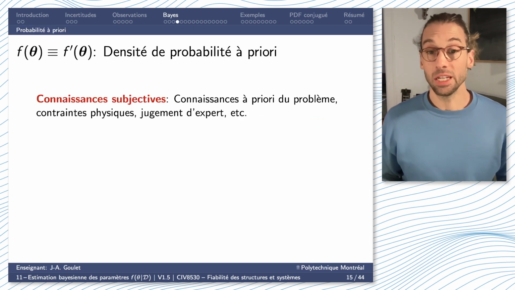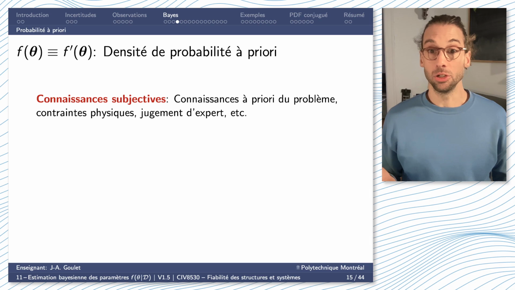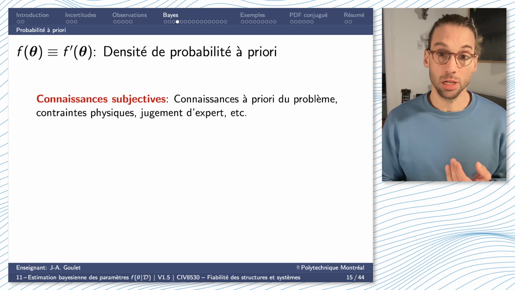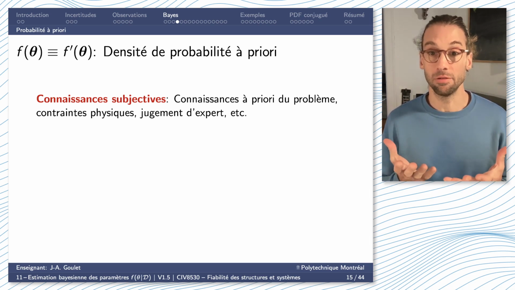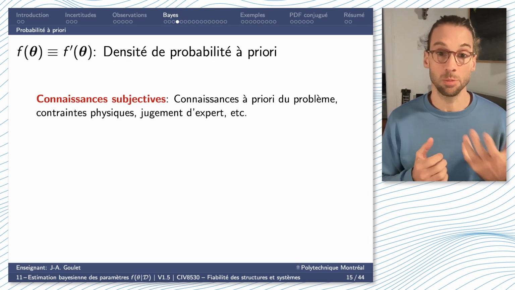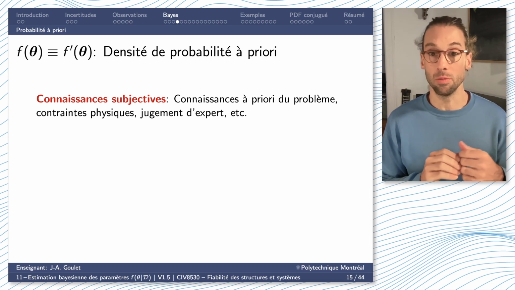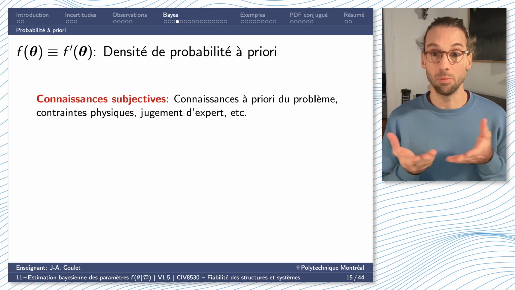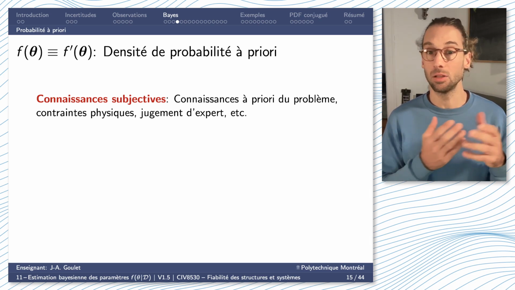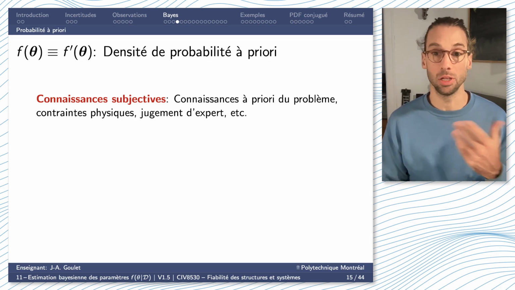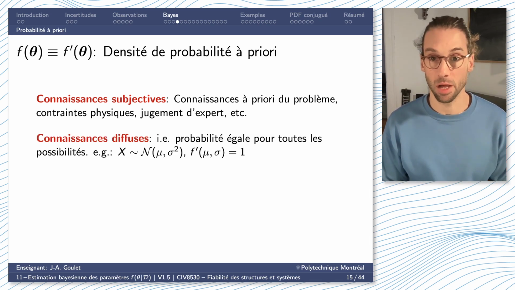So how do I define my prior knowledge in the context of parameters? Okay, there are many ways. The first one is to use subjective knowledge. What is your expert judgment? What are physical constraints? What is known beforehand in the problem to characterize the parameters that are involved either in the solicitation or the resistance model?